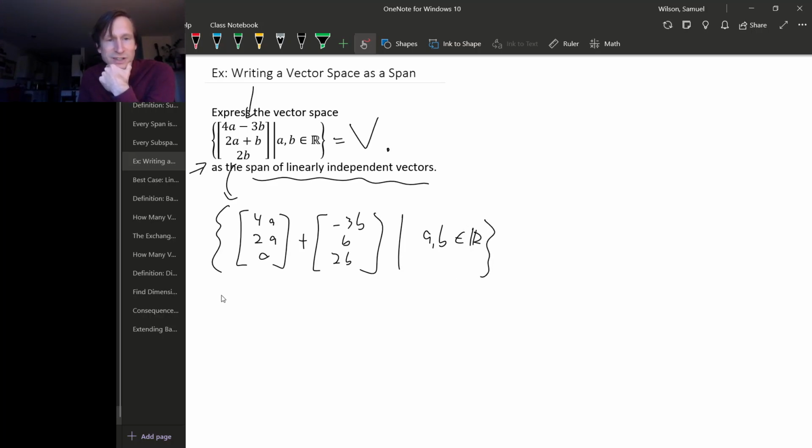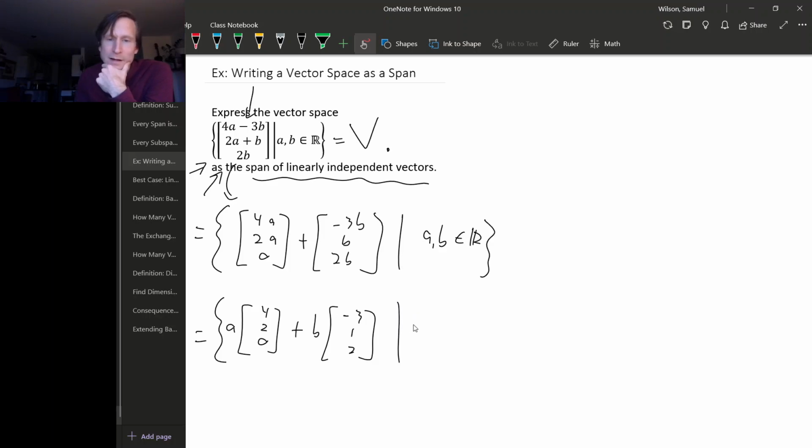But we can go a little bit further. Now in each of these individual vectors, this is the same set of vectors as before. We can go a little further because in the first vector, every entry has an a in it. So this is 4, 2, 0 times the scalar a. And the second vector is the scalar b times minus 3, 1, 2. And again, a and b are scalars.